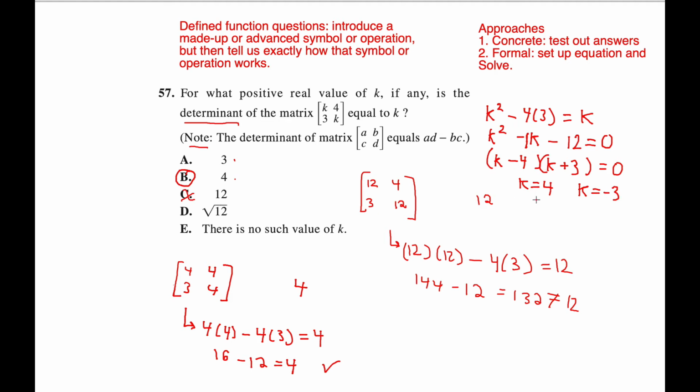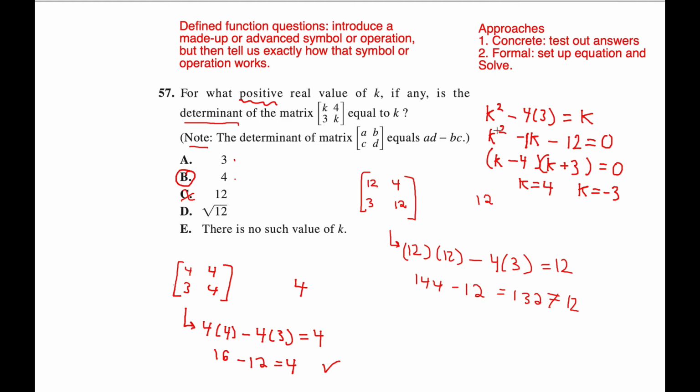And from that, we can see that there are actually two values of k that satisfy the equation. But going back to how the question was specifically worded, it says for what positive real value of k is this matrix equal to k. And of our two answers, only one of them is positive, and that one is k equals 4. So we get the same answer that we got originally when we were testing out the answers.